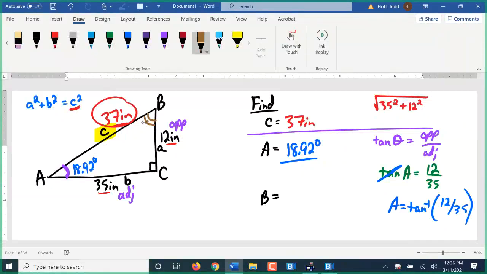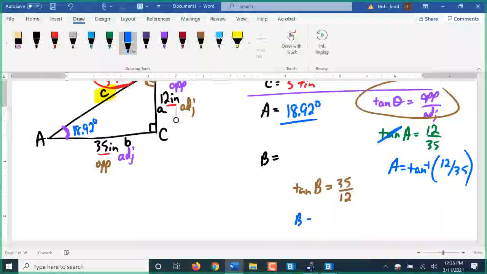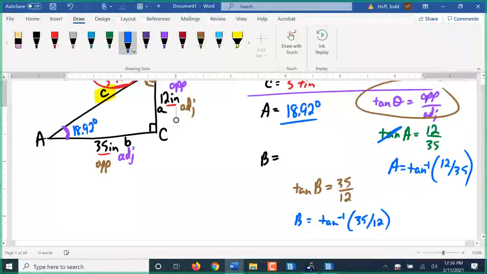So according to angle B here, 12 is now the adjacent side and 35 is the opposite side. So it's still tangent. The difference is, for angle B, the opposite side is the 35 and the adjacent is the 12. So that angle B is going to be the inverse tangent of 35 divided by 12. So you enter that in the calculator, you get 71.08 degrees.